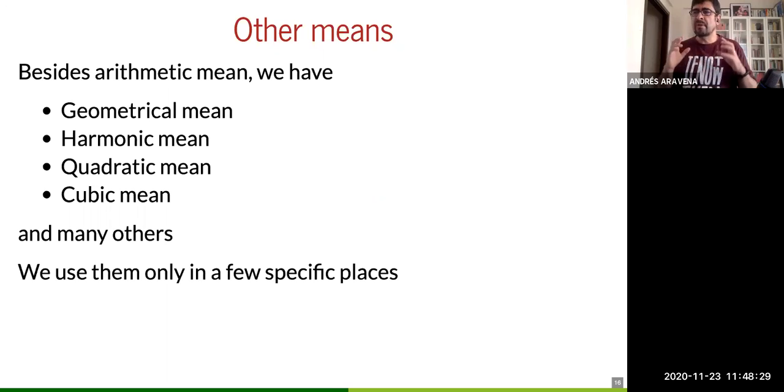Remember that average is trying to find the best value, and the definition of best depends on context. So the arithmetic mean is useful in many contexts. One day, if we have more time, we can tell why arithmetic mean is something that people use a lot and in which context it makes sense. But in different contexts, you may need to use some other kind of mean: geometrical, harmonic, quadratic, cubic.